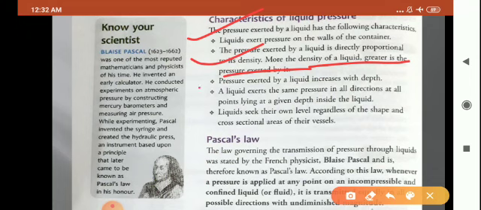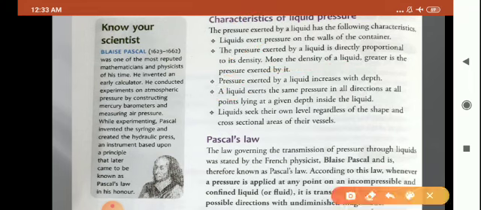Pressure exerted by liquid increases with depth. आप जितना ज़्यादा पानी के अंदर जाते जाओगे, प्रेशर पानी का बढ़ता जाएगा. Means the pressure exerted by liquid increases with depth. The liquid exerts same pressure in all direction at a point lying at a given depth inside a liquid. Means at a particular point, the liquid exerts same pressure in all the direction. So I hope children I am clear to you.